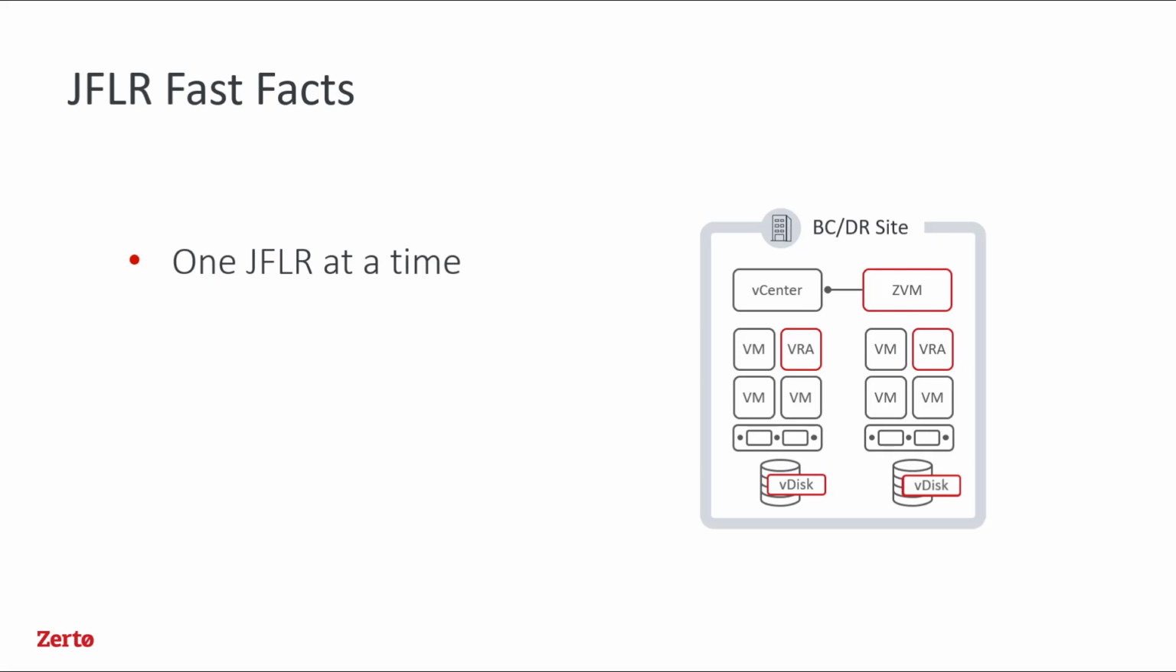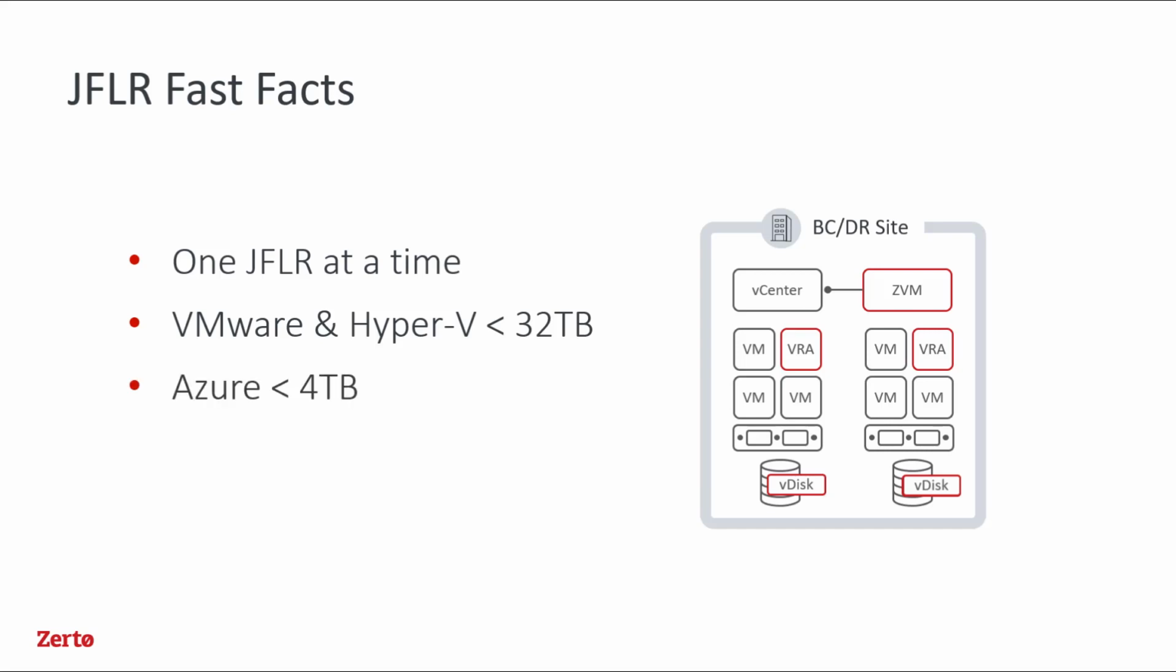In addition, there are a couple of disk size limitations to be aware of. For VMware and Hyper-V platforms, the maximum size disk you can mount is 32 terabytes. For Azure, the limit is 4 terabytes. For AWS, it is 1 terabyte.